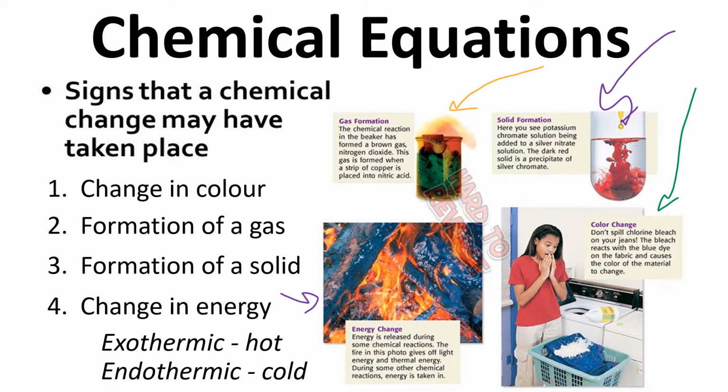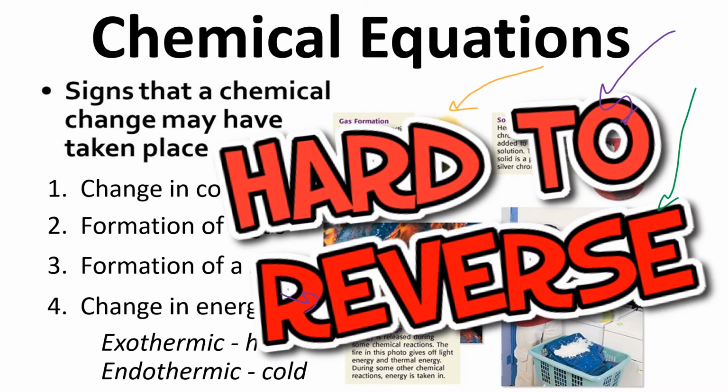And there is a rule of thumb that says if the thing is hard to reverse, then it is a chemical change. So any of the ones we just talked about that are hard to bring back to the original substances, those would be considered chemical changes.